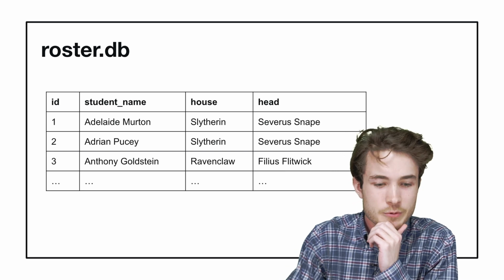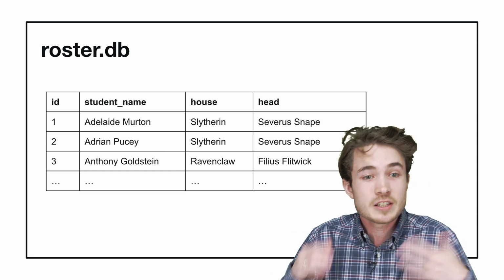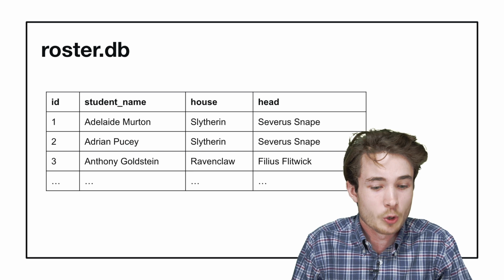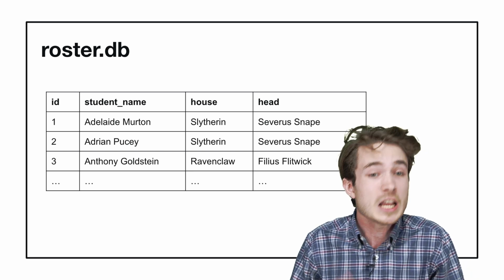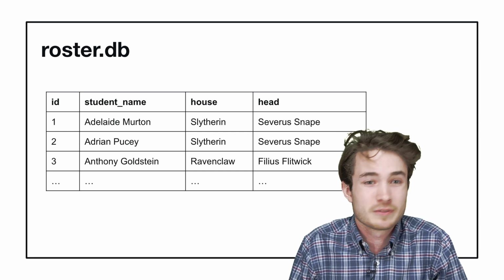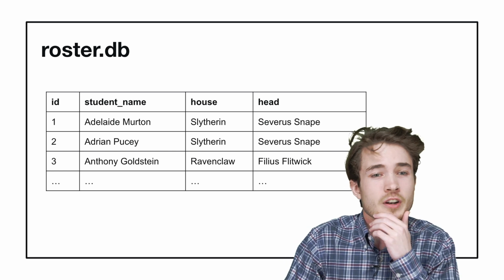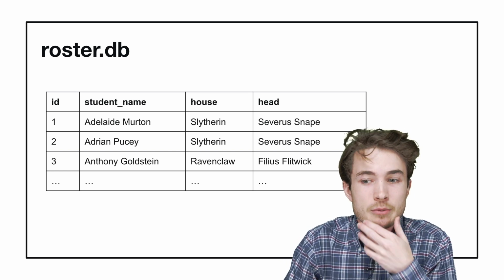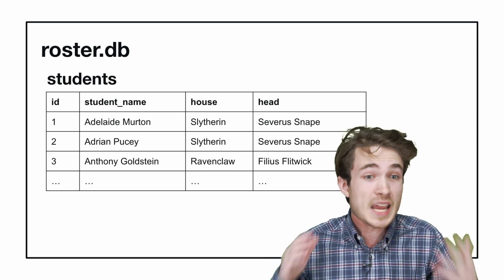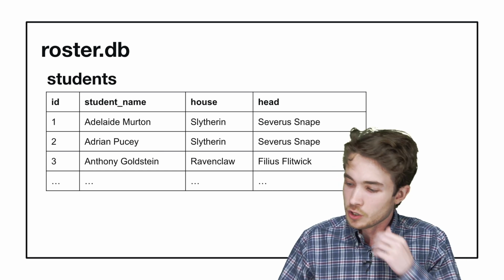If you can see that, we have Adelaide Merton, who's in the house for Slytherin. And the head of the Slytherin house is a professor named Severus Snape, right? And down below in row 3 here, we have Anthony Goldstein, who's in Ravenclaw. And the head of Ravenclaw is Phileas Flitwick, a professor at Hogwarts School of Magic. So here we have a table, and often in our databases, tables are named. So let's call this one students. And now we have our full database. We have a name for our database, roster.db, and we have a table inside of it, this one called students.